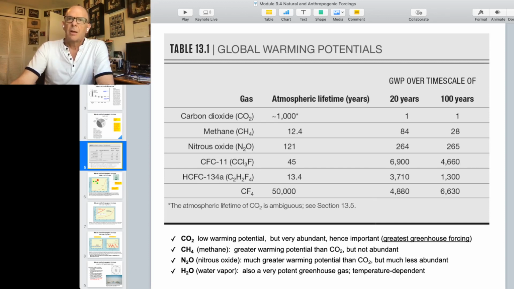However, most of them have a much shorter lifetime in the atmosphere. That means you produce a bunch, but it very quickly gets destroyed. The bottom line, as an exception, CF4 has a longer atmospheric lifetime and a much greater global warming potential. Happily, there is very, very little of it in the atmosphere.